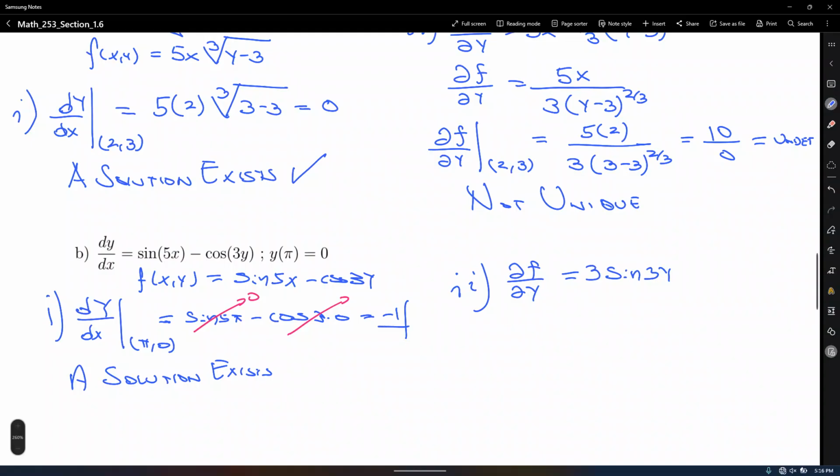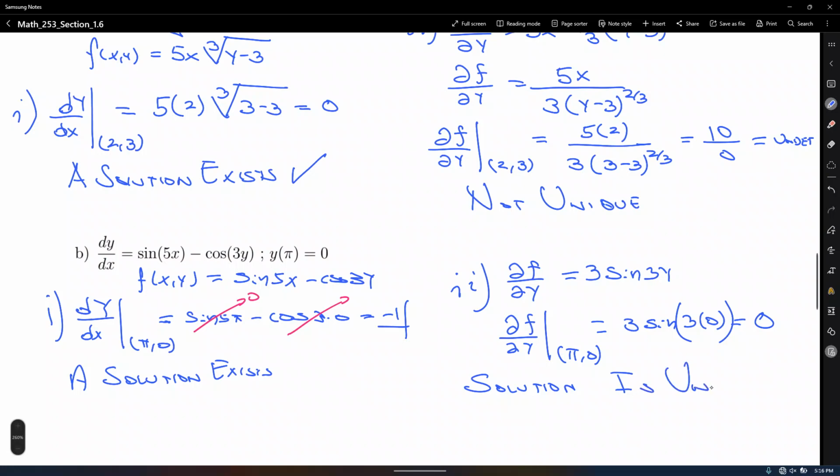So what's next? Evaluate this partial derivative with respect to y at the point (pi, 0). There's no x, so we only substitute y equals 0. That's 3 sine of 3 times 0, but what's sine of 0? Isn't that 0? Well, this is a defined value, right? So this means the solution is unique, yes.